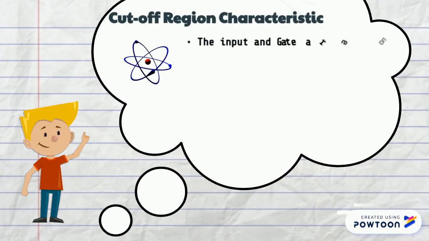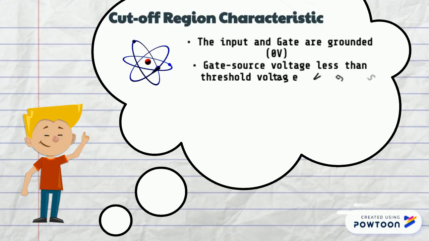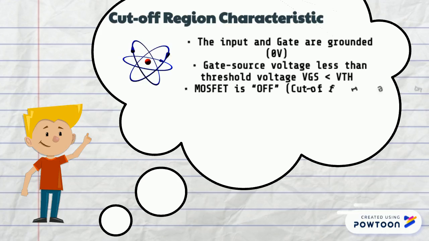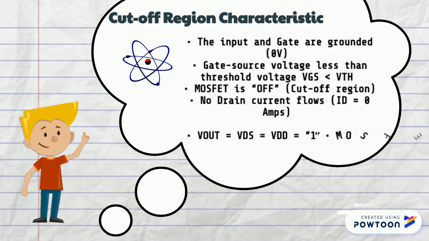Cut-off region characteristic. The input and gate are grounded, gate source voltage is less than threshold voltage, MOSFET is off, no drain current flows, Vout equals VDS equals VDD equals 1. MOSFET operates as an open switch.